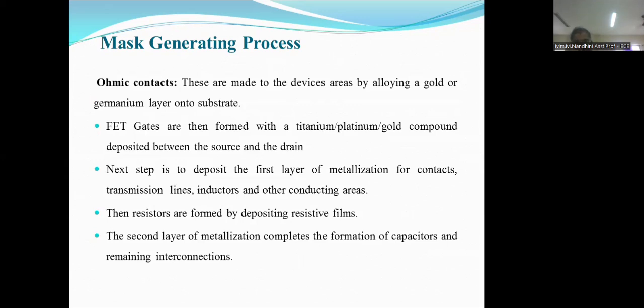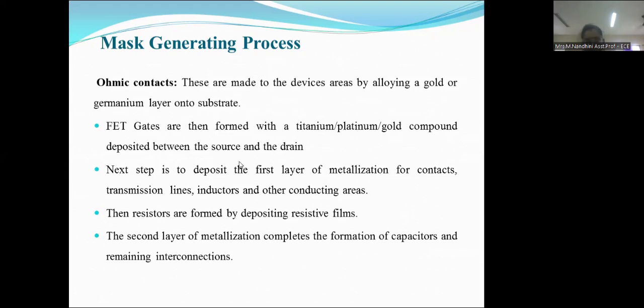FET gates are then formed with titanium, platinum, or gold. Any one of these materials can be deposited between the source and drain, as we know that a FET has three terminals: source, drain, and gate. Next step is to deposit the first layer of metallization for transmission lines, inductors, and other conducting areas.